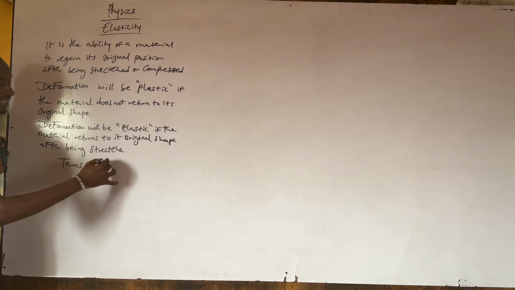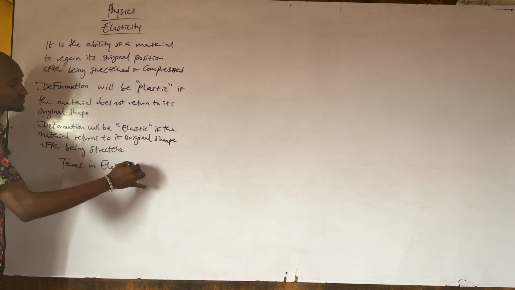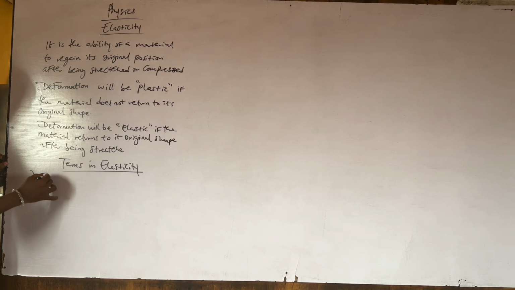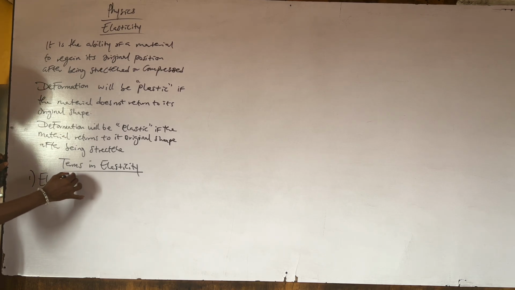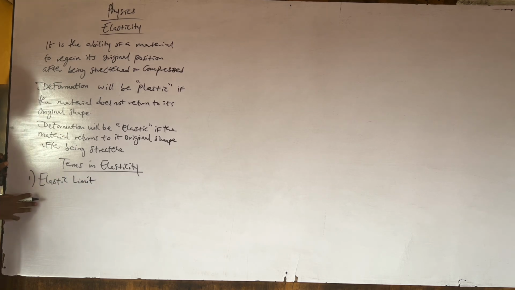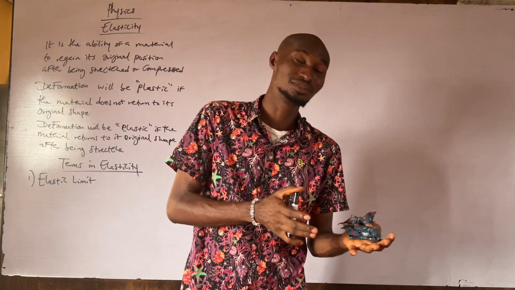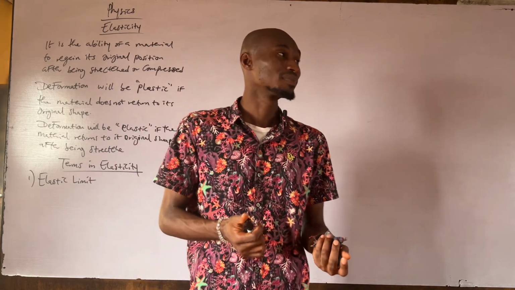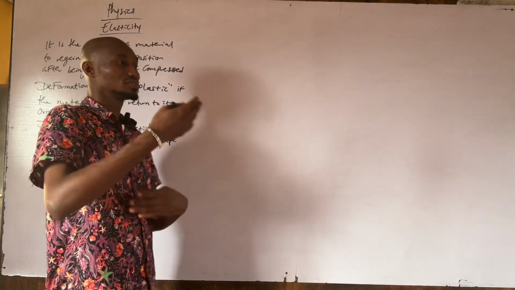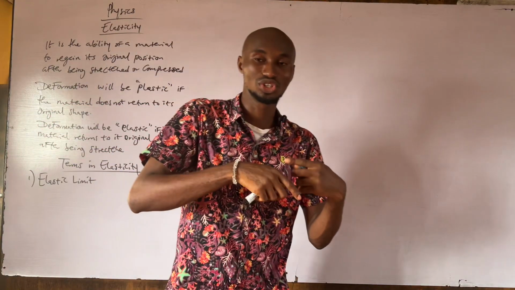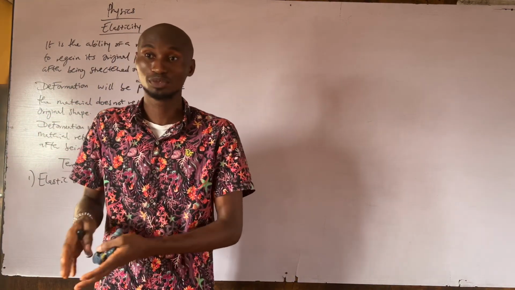Now let's look at terms in elasticity. There are terms in elasticity. One is elastic limit. Now, what is elastic limit? We can say that elastic limit is the maximum load a body experiences and still returns to its original position after the force or the load has been removed.